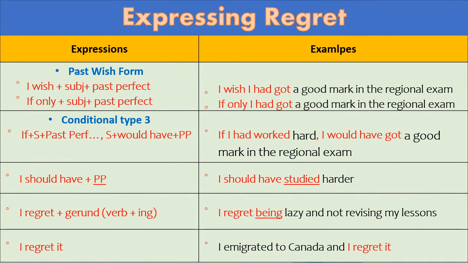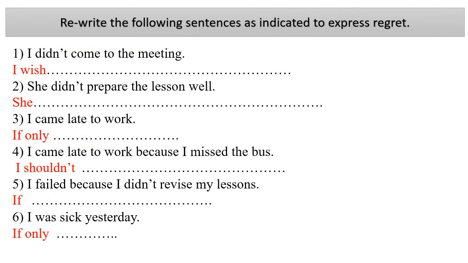So this is the summary of the expressions that we can use. Okay, so pause the video and have a look at the expressions. So we have expressions here, and here we have examples. The past wish form, conditional type 3, should have and past participle, regret with gerund, and the expression I regret it. And here are some examples. Good, now let's go to some practice.